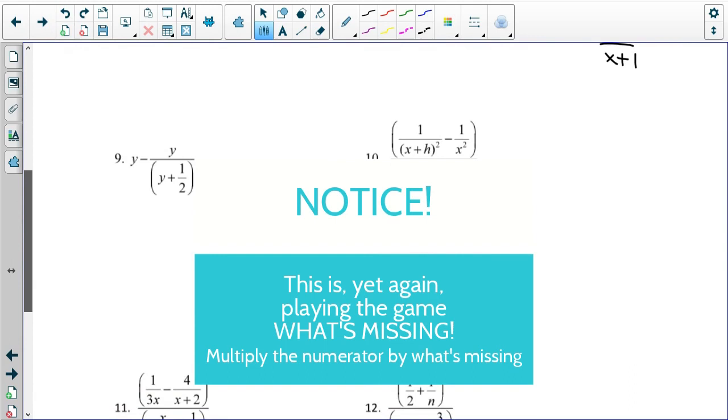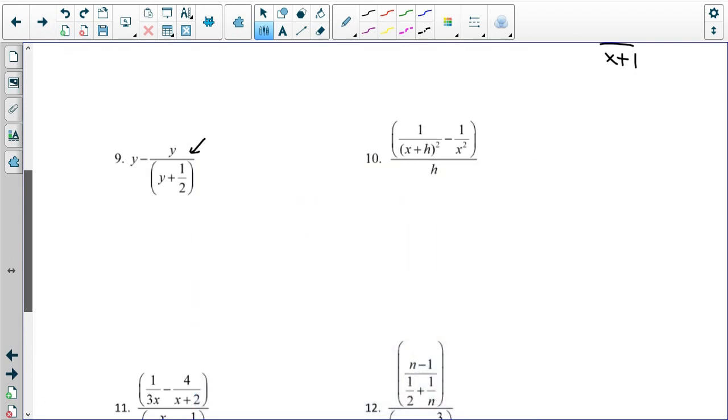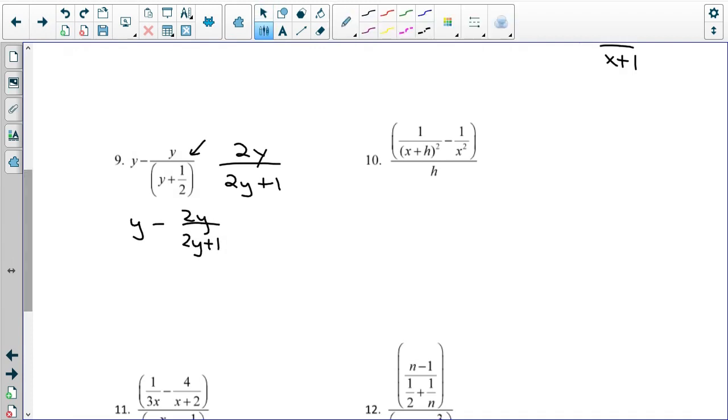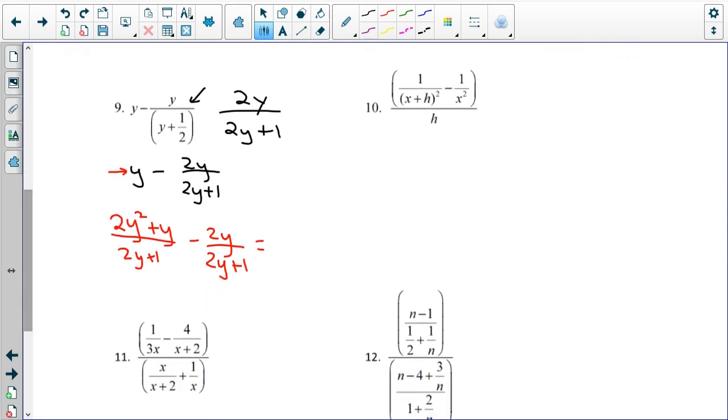Number 9. If I look at the common denominator of the denominators, just this part of the problem right now, that's a 2. So I'm going to multiply the numerator by 2. Then I'm going to multiply the denominator by 2. And so I end up with y minus 2y over 2y plus 1. And now I end up with a problem like the front side of the paper. So I'm going to multiply this y by 2y plus 1 over 2y plus 1. So I get 2y squared plus y over 2y plus 1 minus 2y over 2y plus 1. And then I can simplify this to 2y squared minus 2y plus y gives me minus y over 2y plus 1. And I could factor the numerator, but it wouldn't end up giving me anything that I could cancel with the denominator.